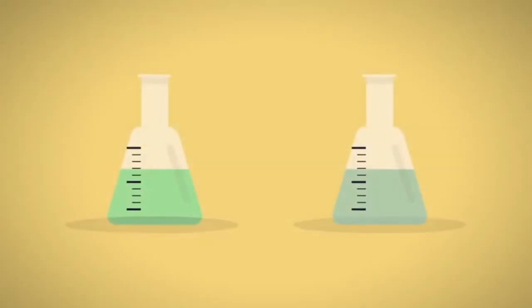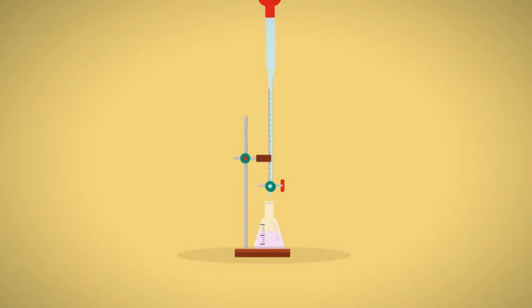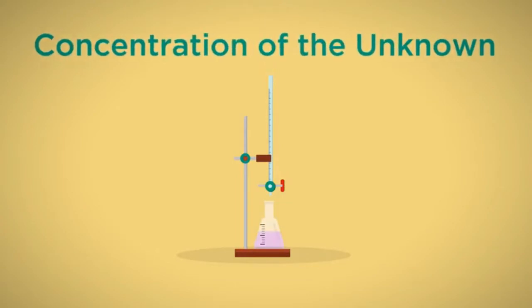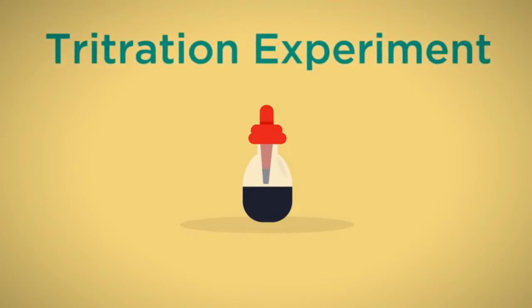A titration is a technique used to work out the concentration of an unknown solution when you know the concentration of another solution. You carefully add the known solution to a set volume of the unknown solution until the reaction is complete. This enables you to work out the concentration of the unknown solution. You may need to use the indicator to signal the end of the reaction. You can calculate the concentration of an acid or an alkali by carrying out a titration experiment.